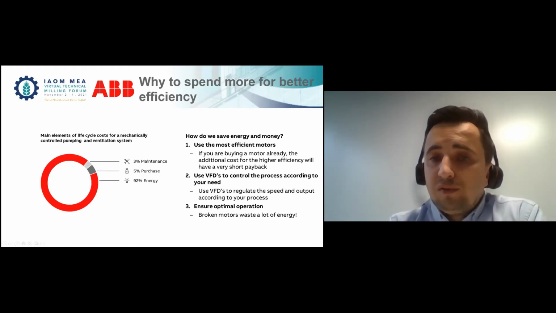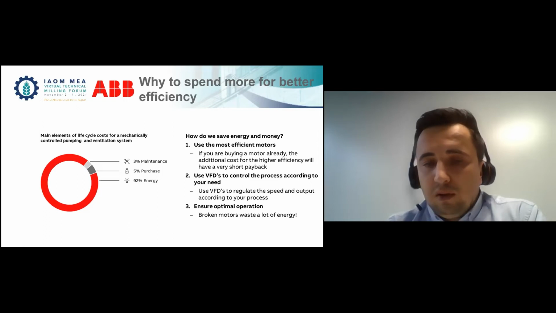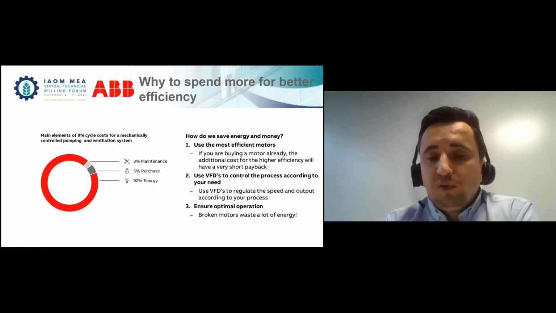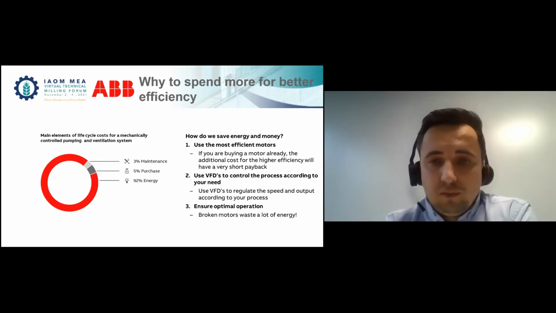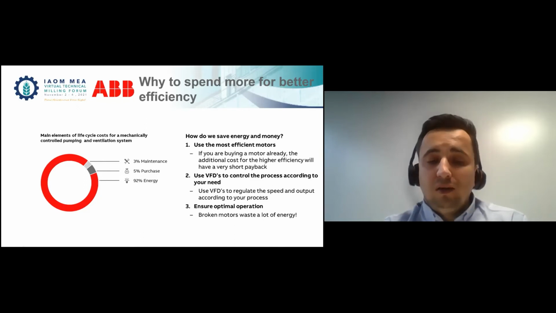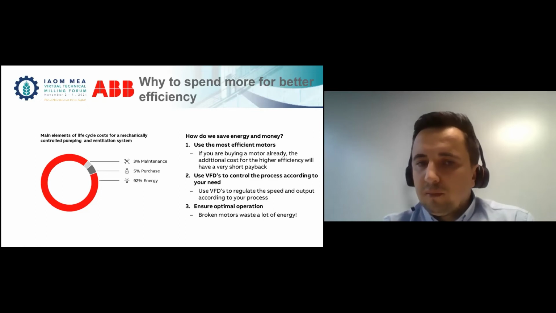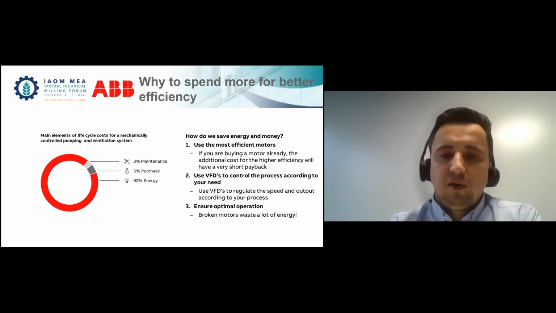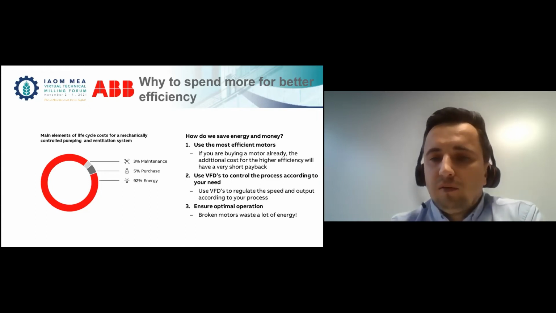So how do we save energy and money with electrical motors? I have divided that into 3 steps. Let's begin with number 1. The most important step, or the most obvious one, is to use the most efficient motors. If you're buying a motor already, so you have to make an investment, why not buy the most efficient motor at this stage? Because the additional cost of this motor is maybe very low, but the savings it can generate are very high. We can see that in the following slides.